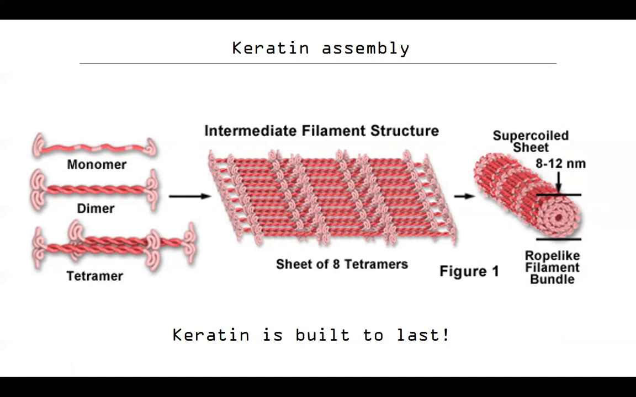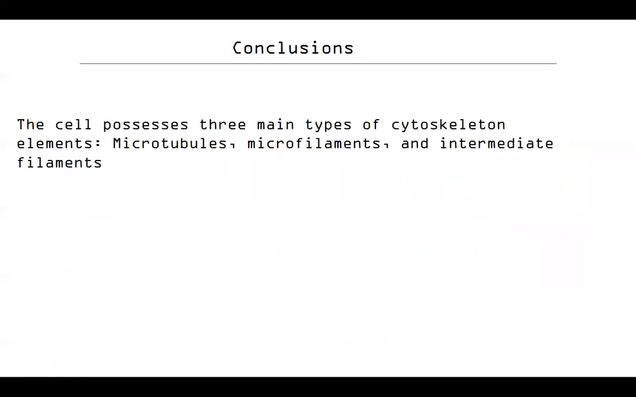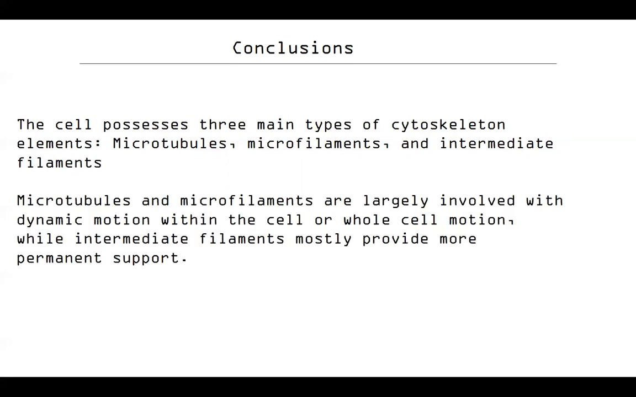So in this presentation, we've talked about the 3 main types of cytoskeletal elements: microtubules, which are the largest; microfilaments, which are actin filaments, the smallest of the filaments; and intermediate filaments, which contain things like keratin, things that are intermediate in size and for the most part built to last. Our microtubules and microfilaments are largely involved with dynamic motion within the cell or the whole cell in general, while intermediate filaments most of the time provide more permanent support.